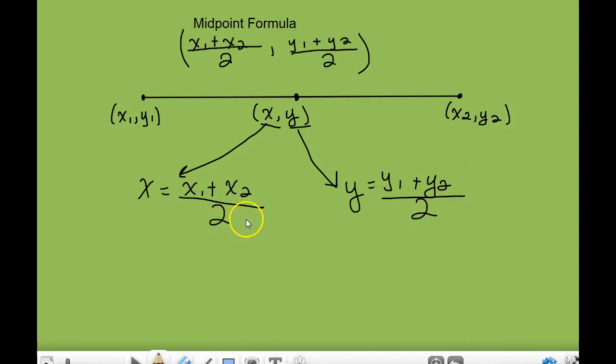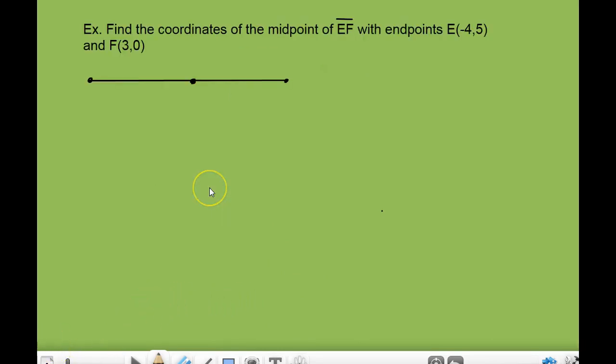All right, so next, let's work an example. On that same page, let's go ahead and work an example. We're going to find the coordinates of the midpoint of segment EF. So let's go ahead and label segment EF. And it has the endpoints E is -4, 5. And F is 3, 0.